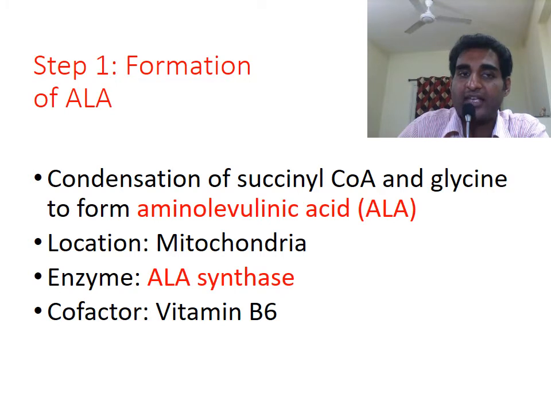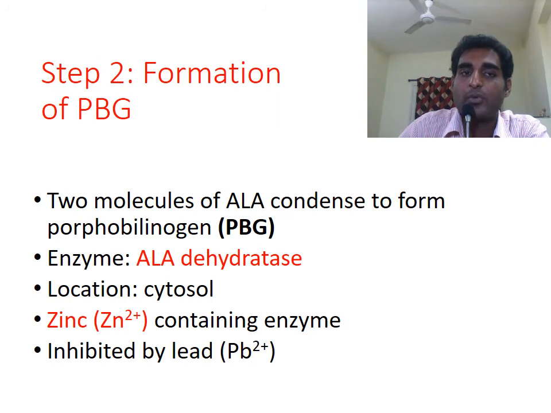The formation of ALA happens in the mitochondria and the reaction is catalyzed by an enzyme called ALA synthase. This reaction requires vitamin B6 as a cofactor. The first pyrrole compound PBG is formed from 2 molecules of ALA. This reaction is catalyzed by ALA dehydratase and zinc is a cofactor for this enzyme.